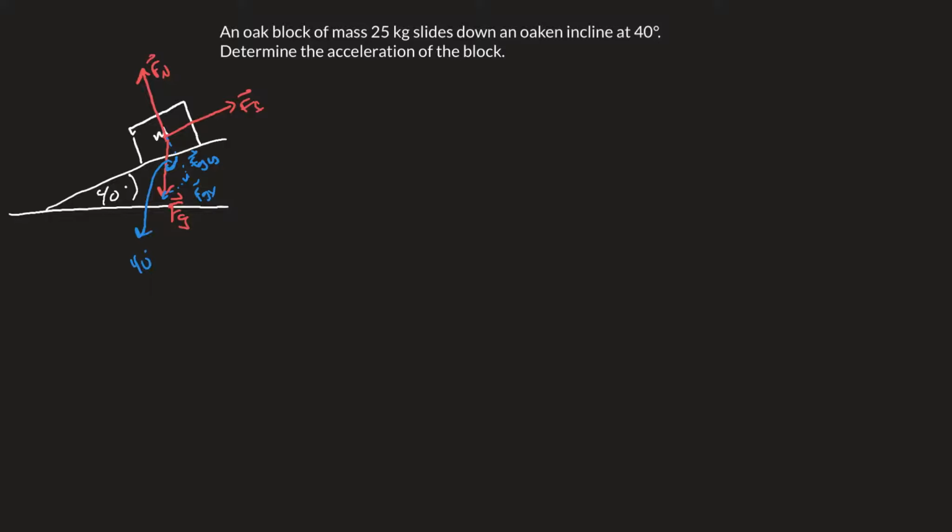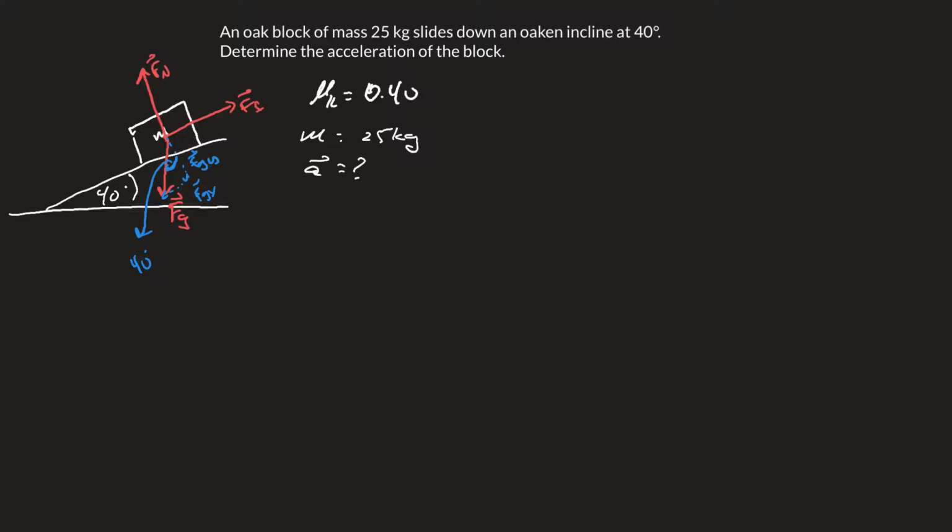So what else do we know? We know mu k, and that's 0.40. That's looked up in a table. We have m, which is 25 kilograms, and we're looking for the acceleration. So let's take a look at the perpendicular and then the parallel components here, because that's going to help us figure out what we need to know.